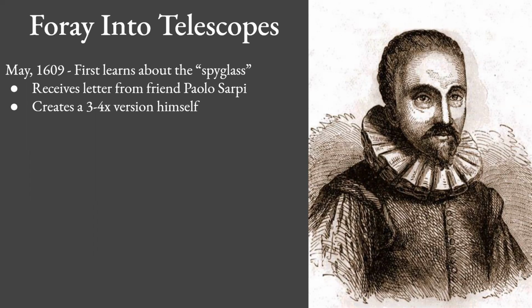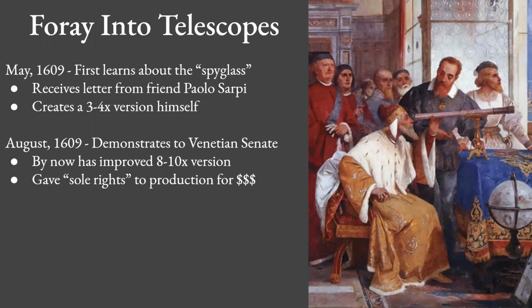And so in May of 1609, Galileo decides to try and create a telescope himself. And he does. He makes one. He doesn't really have a whole lot of information from Lippershey's design, but he creates one that has about 3 to 4 times magnification on it, which is not too shabby. And shortly after that, just a few months later, he's made a better version that's about 8 to 10 times better. And he demonstrates this to the Venetian Senate.